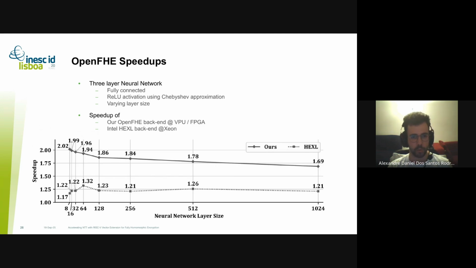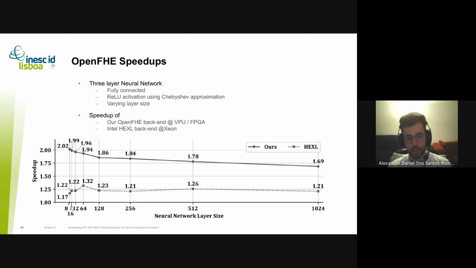So lastly, in the OpenFHE speedups, we have a 3-layer neural network test. So we have a network with 3 layers that are fully connected. The ReLU activation of each neuron is done using a Chebyshev approximation. And here we vary the network layer size on the x-axis in order to test multiple sizes of the network.